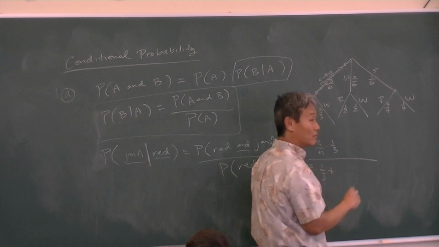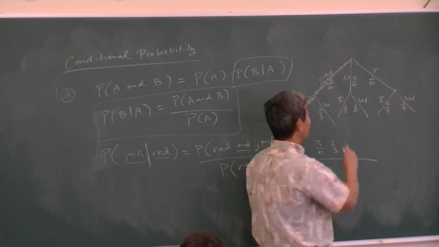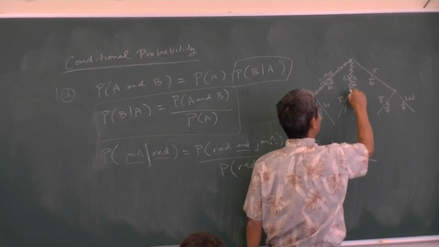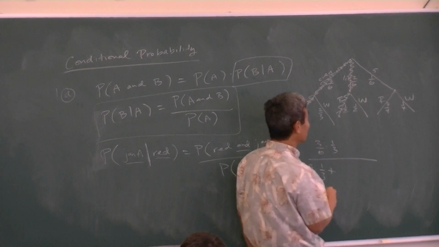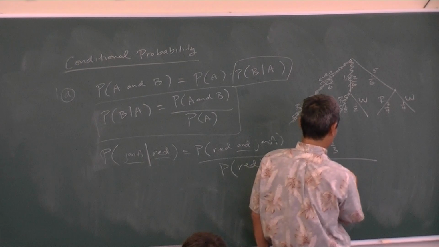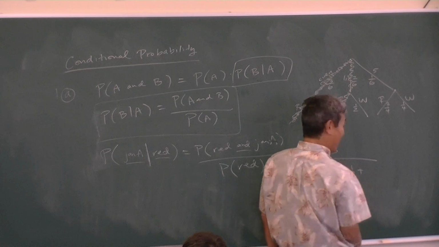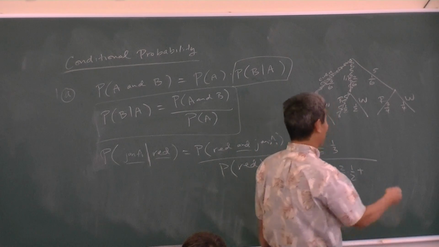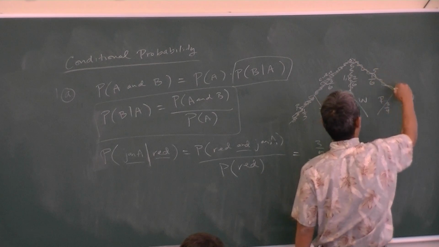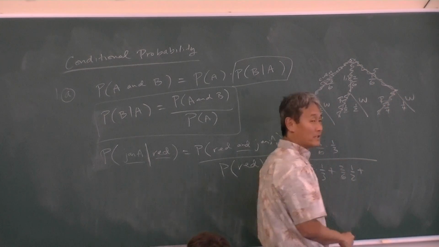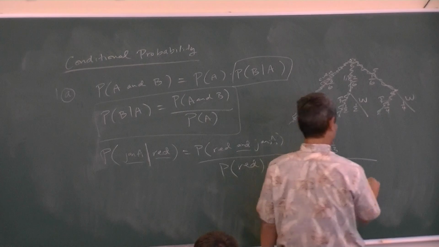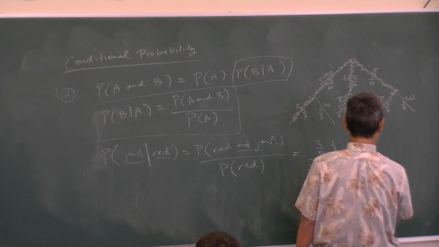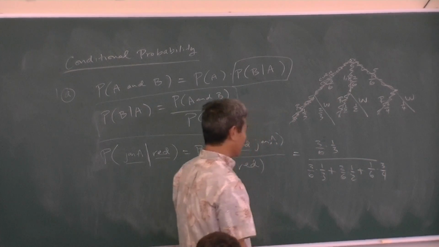Plus, what's another way you pulled out a red ball? You could have pulled it out of jar B and then pulled out the red ball. So what's that? 2/6 times 1/2. And then what's another way you could have gotten a red ball? Roll the 5 and then you pull out the red ball from jar C. And what's the probability of that happening? 1/6 times 3/4. Boom, that's your answer.